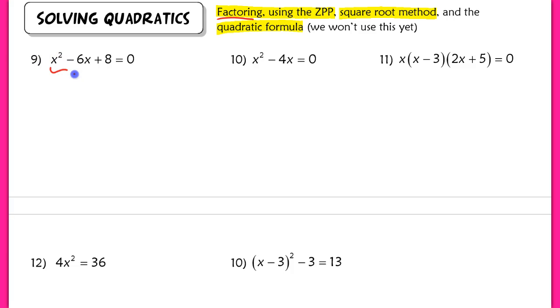This is a trinomial. It looks just like the problem above at the very top of our lesson. So what we're going to do is find two numbers that multiply to 8 and add up to negative 6. Those two numbers would be negative 4 and negative 2.